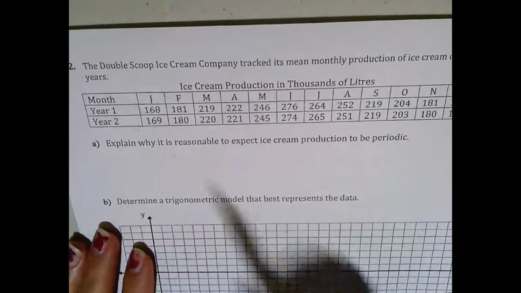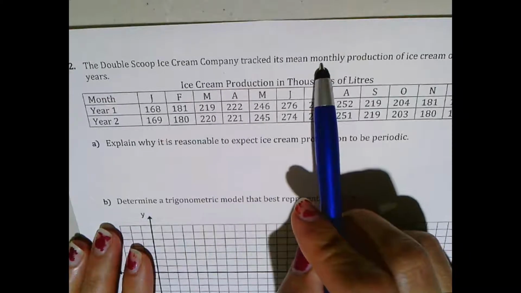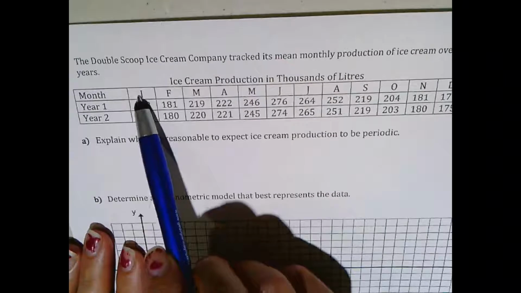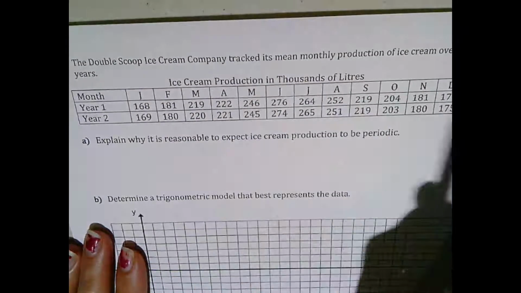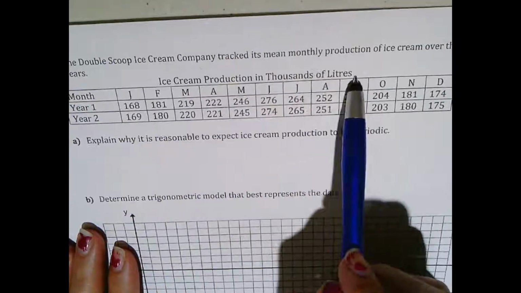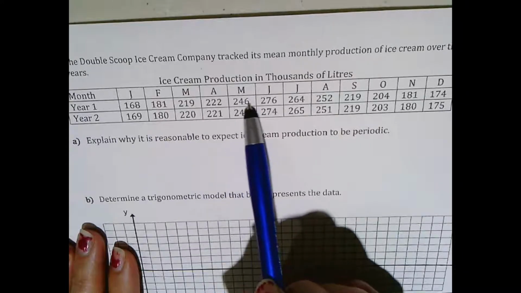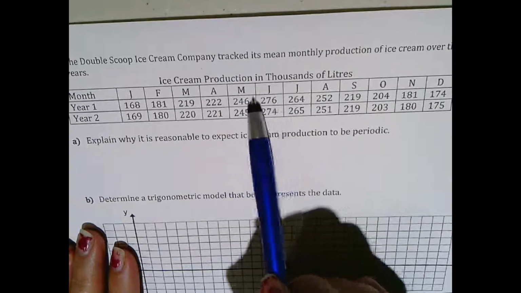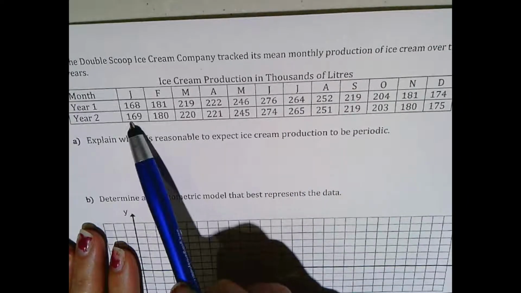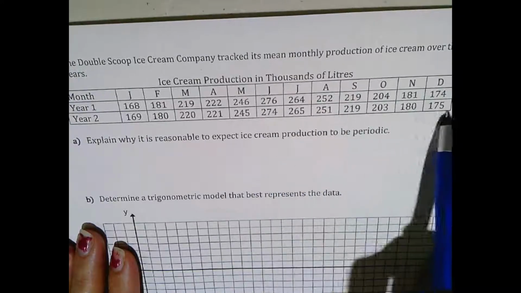It's about an ice cream company that tracked its mean monthly production of ice cream over the last 2 years. As you can see, January, February, March, April, so all 12 months, and then the production in thousands of liters. It starts with 168, and then it goes up, up, up, up, up. This looks like the peak, and then it goes down, down, down, down, down, and then it starts again, up, up, up, up, up, peak, down, down, down, down, down.